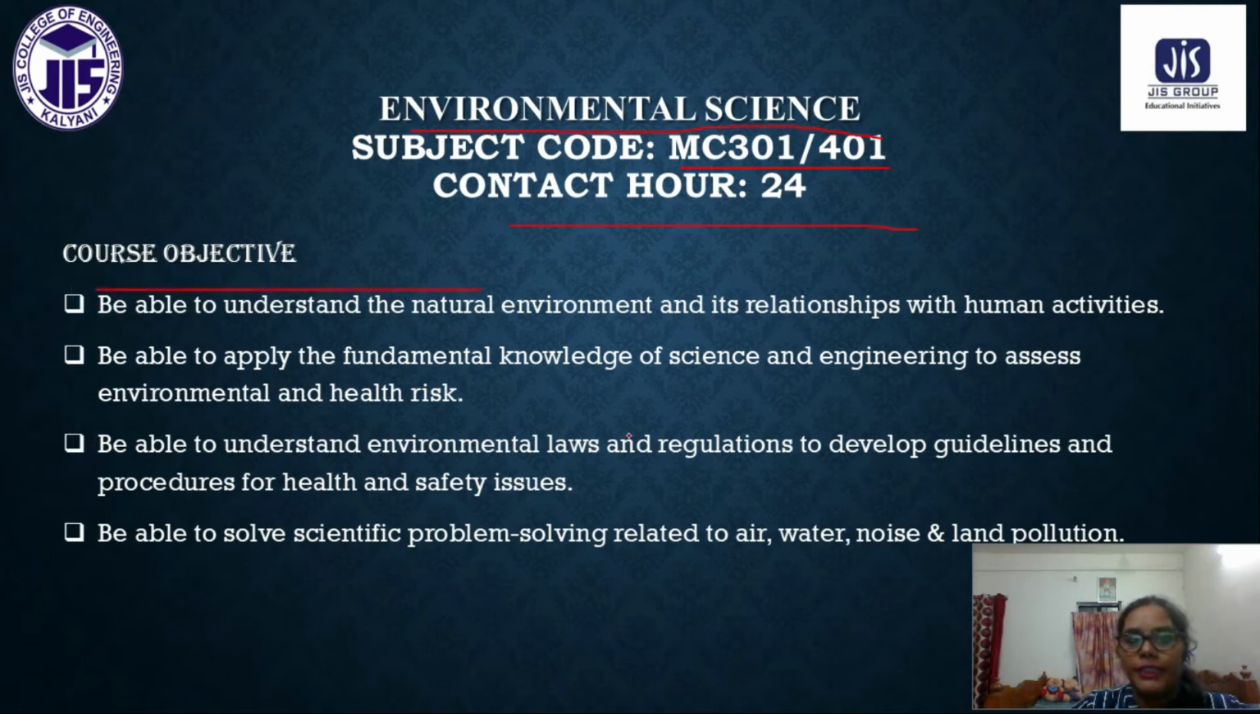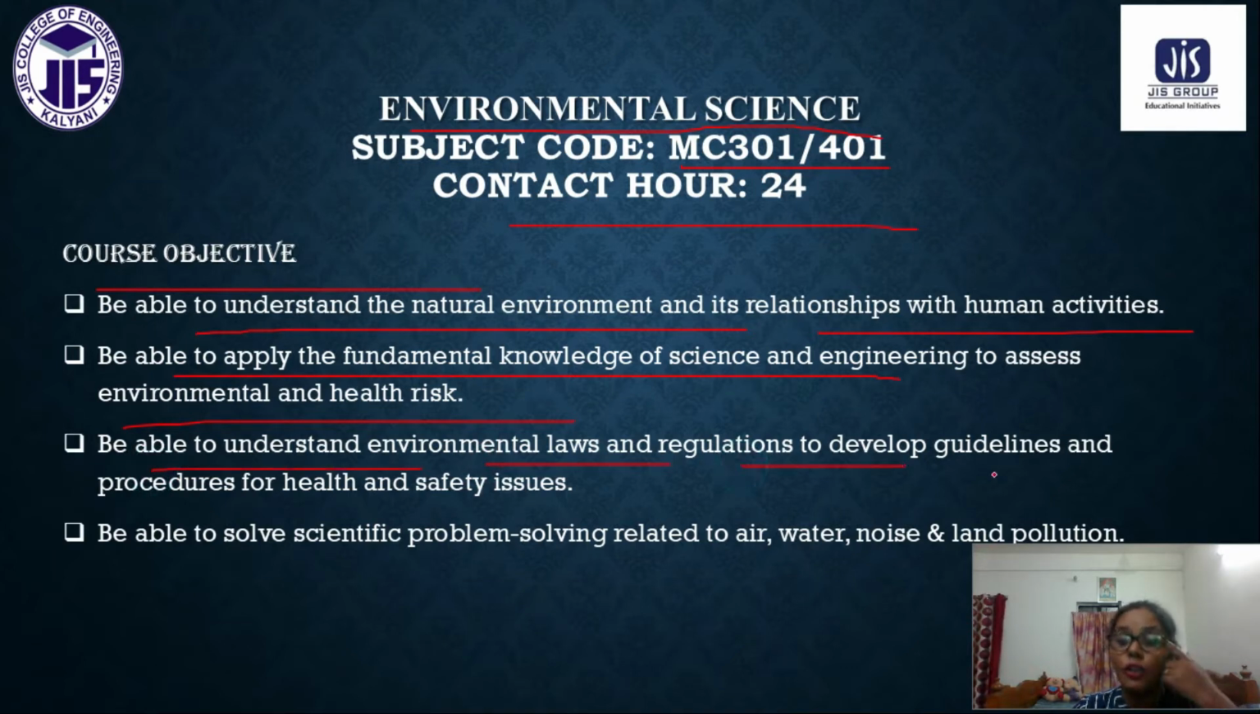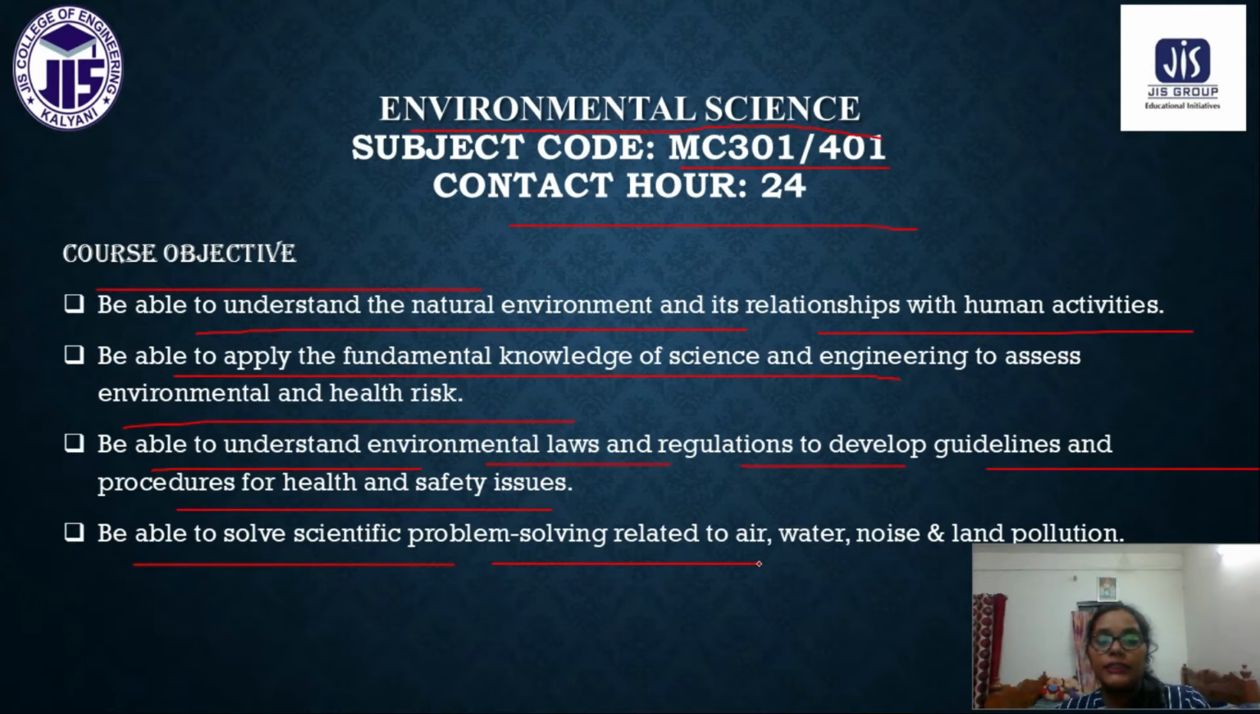These are some of the course objectives. You can understand the natural environment and its relationship with human activities. You will be able to apply the fundamental knowledge of science and engineering to assess environmental and health risk. You will be able to understand environmental laws and regulations to develop guidelines and procedures for environmental health, for the safety of the environment and safety of yourself. And also you will be able to solve scientific problems related to air pollution, water pollution, and sound pollution. These are some of the course objectives.